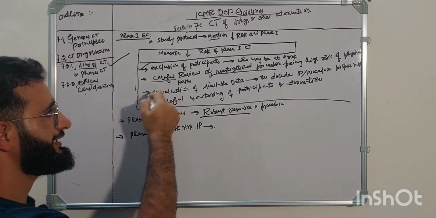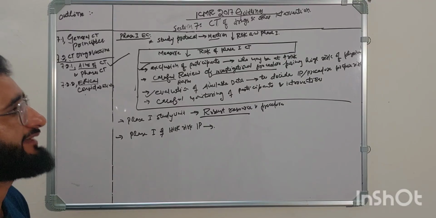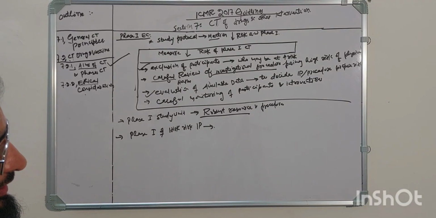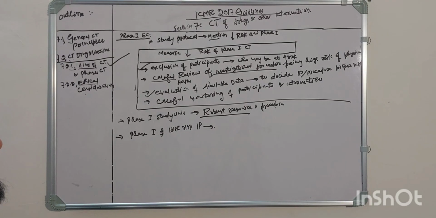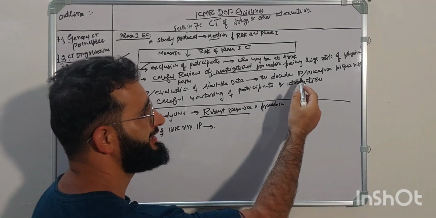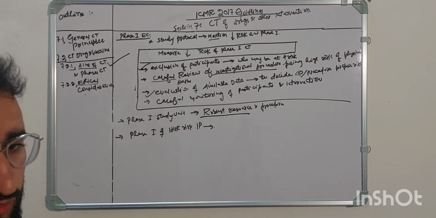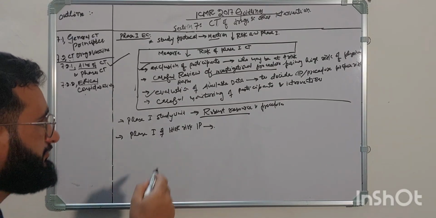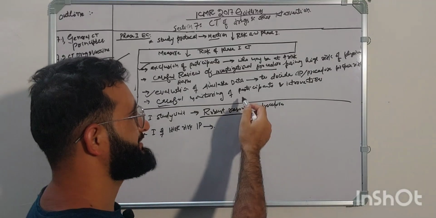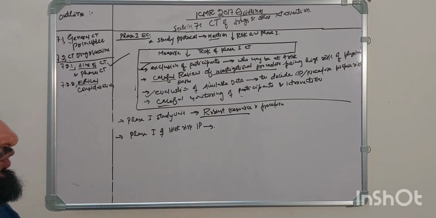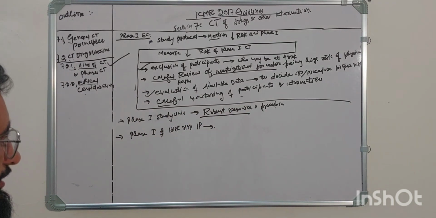Then they have also written evaluation of available data. So we have to evaluate the preclinical data which is available, and then based on the preclinical studies, we have to decide whether this investigational product or procedure is safe and appropriate. Then lastly, I have mentioned careful monitoring of participants. So during the trial, we have to carefully monitor the participants and also interventions.